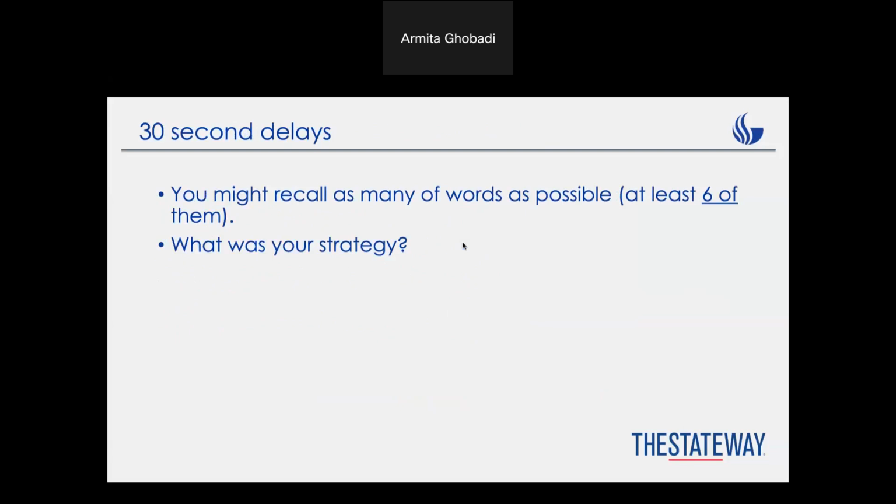The task that you just saw, memorizing the items, was a recall task because you didn't have any cue after 30 seconds to recall them. There wasn't any multiple choice or option in front of you. You had to literally retrieve them from your previous understanding. So here I'm asking you, if you could recall all the 12 words, what was your strategy?